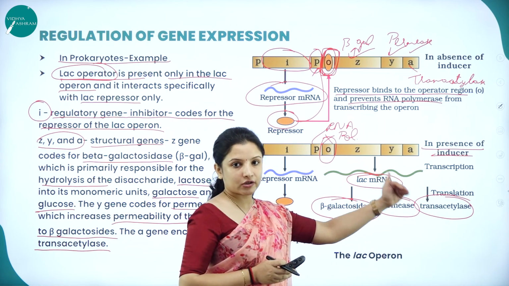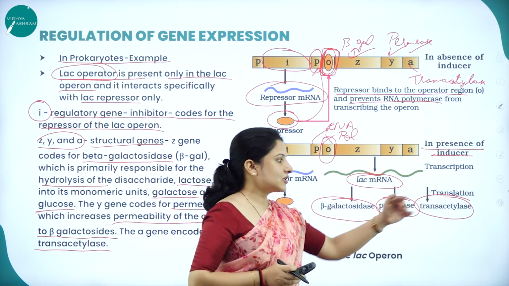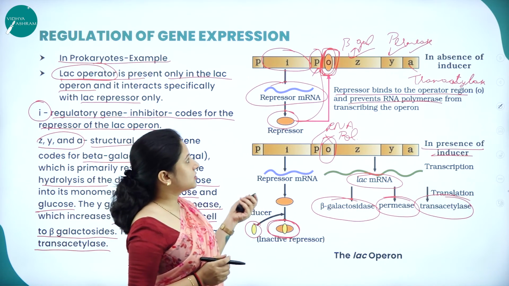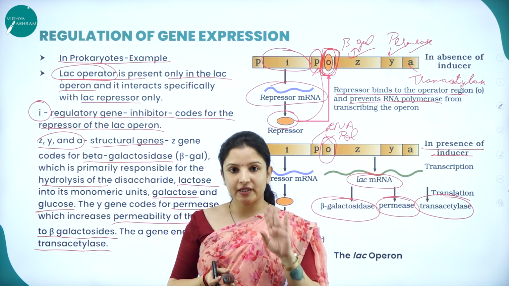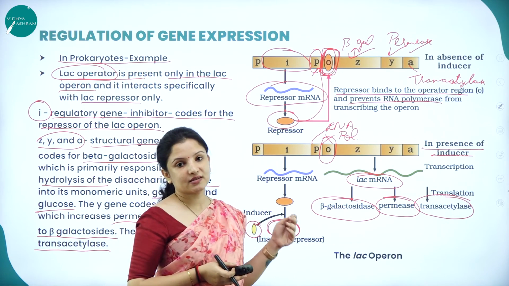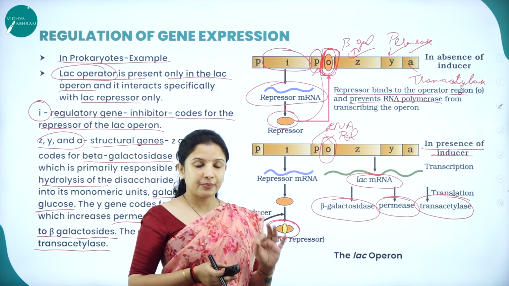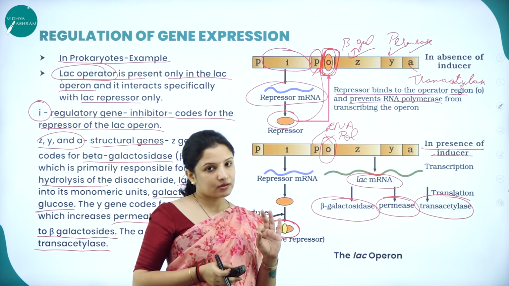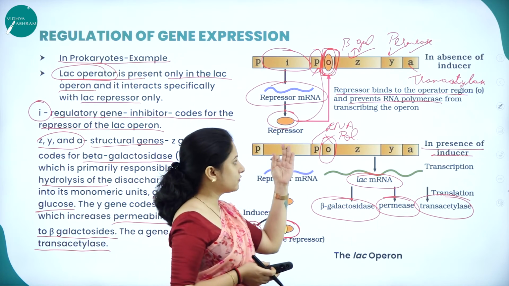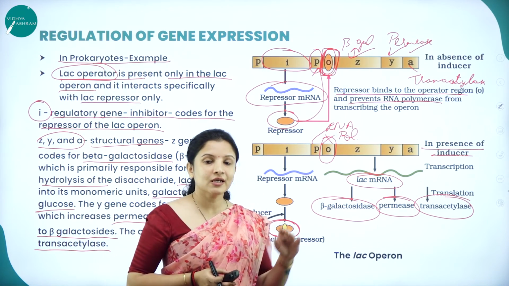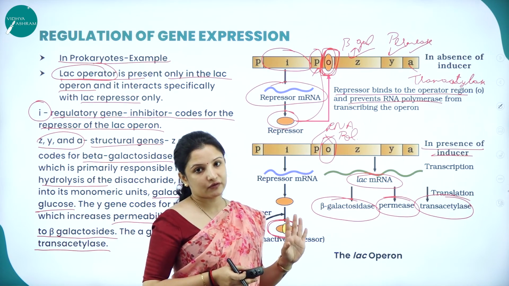Therefore, the lac mRNA strand will get formed, and this lac mRNA strand will get translated. It will enter into the translation process wherein it will produce the beta-galactosidase, permease and trans-acetylase. So this is how gene expression occurs in the case of prokaryotes. Therefore, the presence of an inducer and the absence of an inducer plays a very important role here. Inducers and repressors both are there. So repressors are always present, but whether the repressor will go and bind to the operator region or not depends on whether there is presence of an inducer or absence of an inducer.